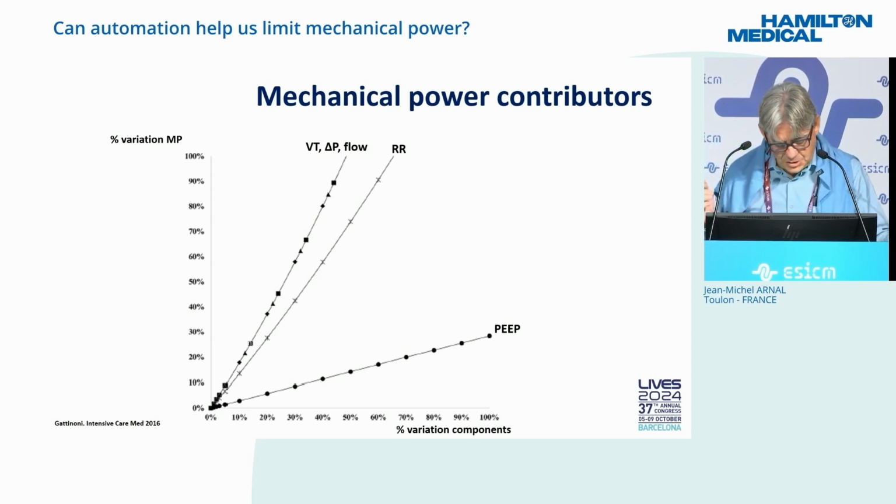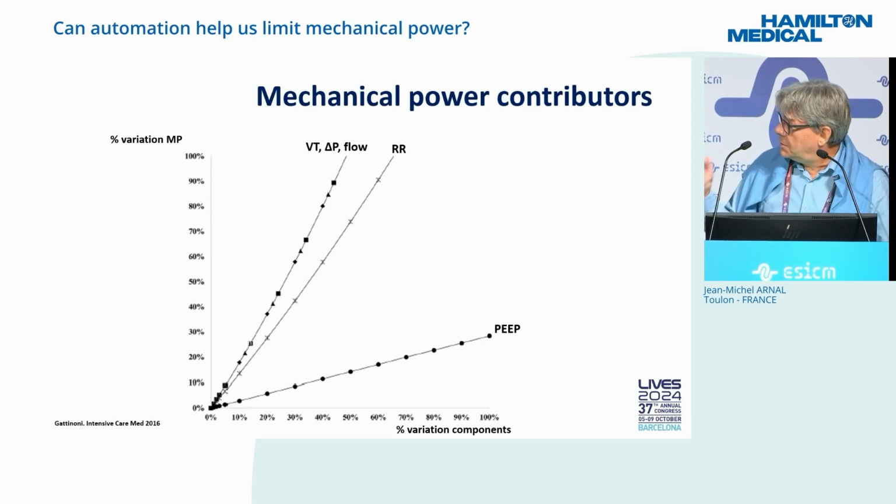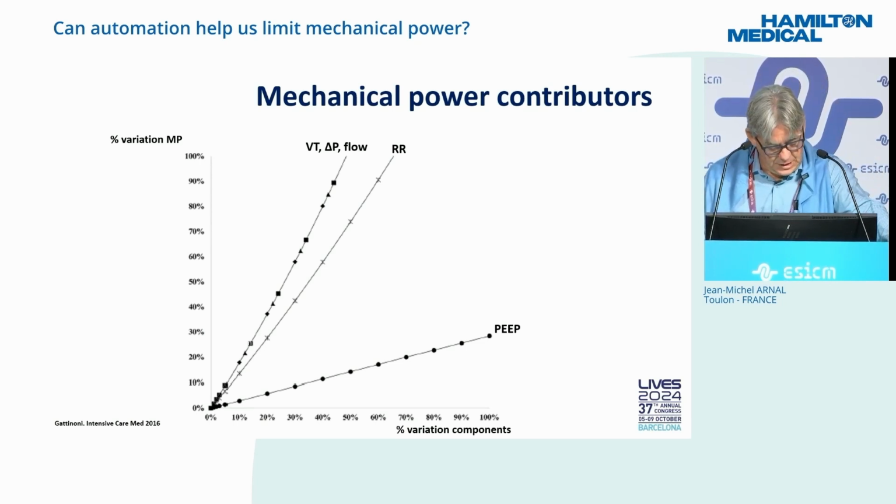Well, not really, because if you look at this figure from Professor Gattinoni, that was published in the original paper, he described on the x-axis the percentage of variation of the main component of the mechanical power versus, on the y-axis, the percentage of variation of the mechanical power. And as you can see, there are 3 lines. The most important components are tidal volume, driving pressure, and flow. Then respiratory rate, which is also important. And PEEP is much less important, meaning that if we increase PEEP, we don't increase that much the mechanical power.